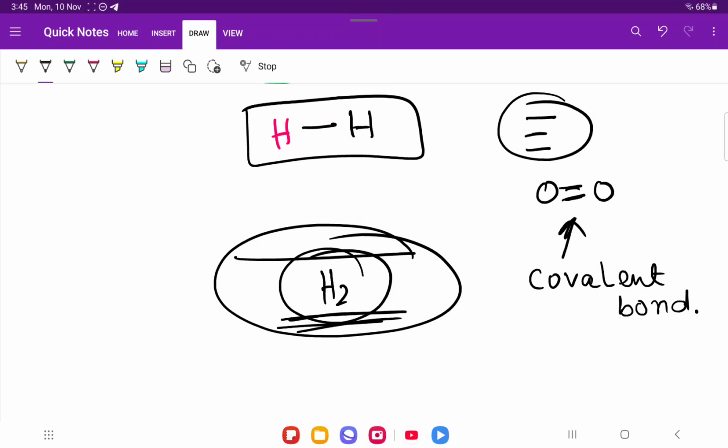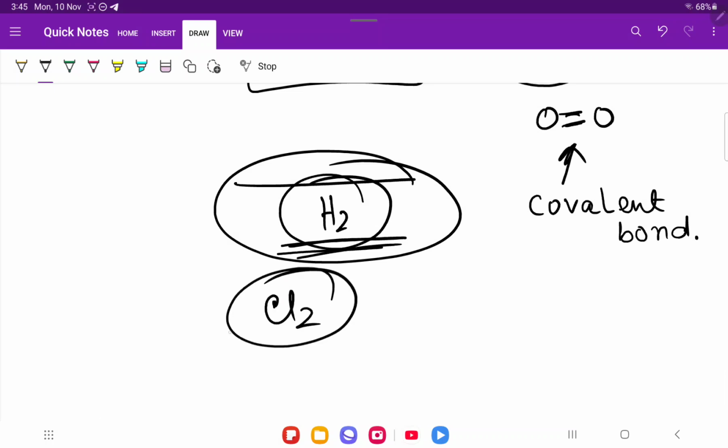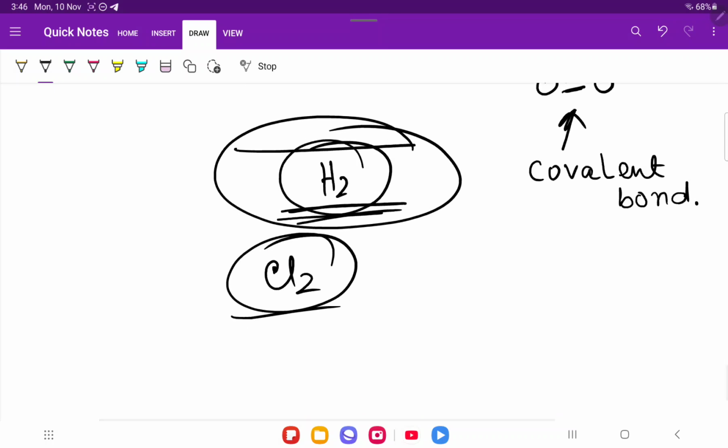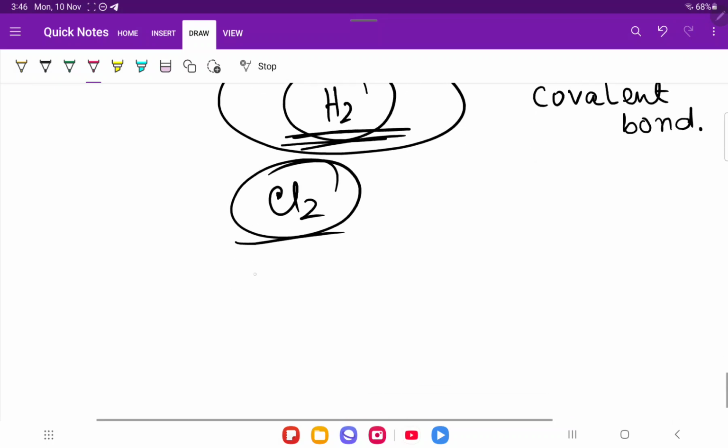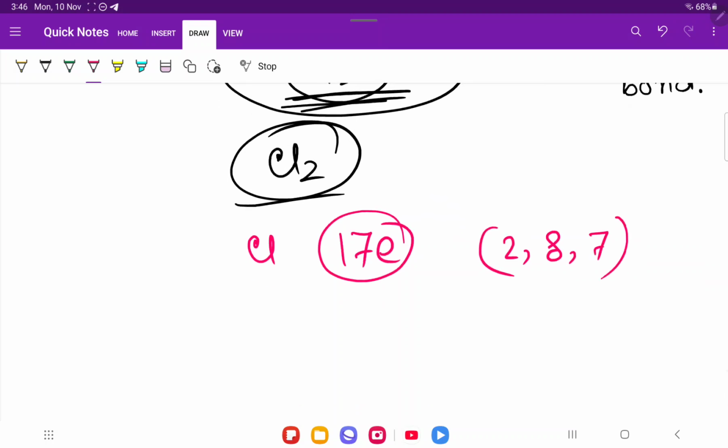Now we are coming to the formation of chlorine, Cl2. How will chlorine form? How many electrons does chlorine have? It has a total of 17 electrons. The configuration is 2, 8 and 7, right? So chlorine needs 1 electron.